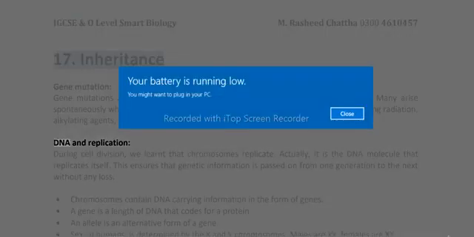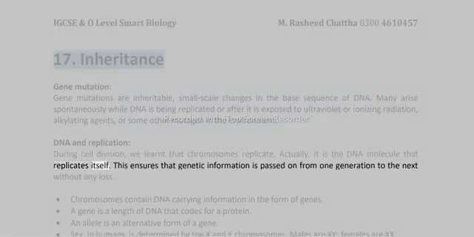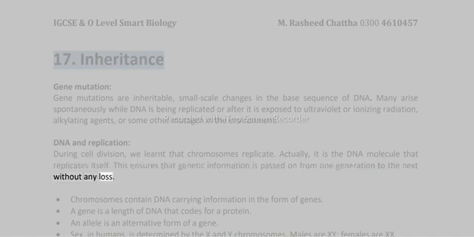DNA and replication. During cell division, we learned that chromosomes replicate. Actually, it is the DNA molecule that replicates itself. This ensures that genetic information is passed on from one generation to the next without any loss. Chromosomes contain DNA carrying information in the form of genes. A gene is a length of DNA that codes for a protein. An allele is an alternative form of a gene.